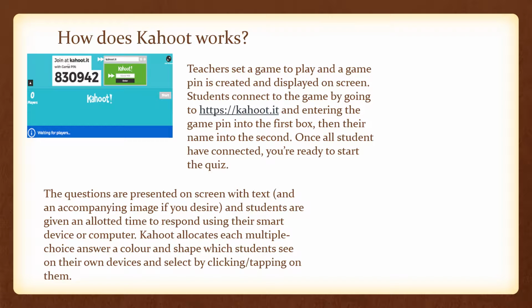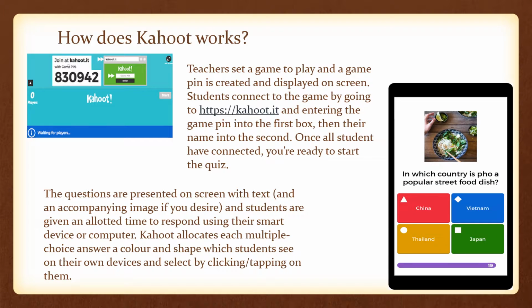The questions are presented on the screen with text and could be with an image, and the students are given an allotted time to respond using their smart device or computer. Kahoot allocates each multiple choice answer a color and a shape, which students see on their own devices and select by clicking or tapping on them. Questions and answers can be set to randomize each time Kahoot is played, meaning that the same quiz can be used again without worrying that students will simply memorize the order of questions and answers.